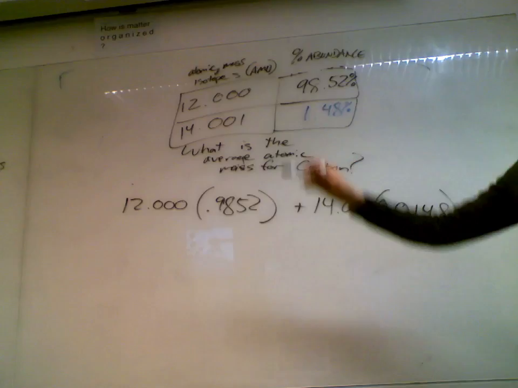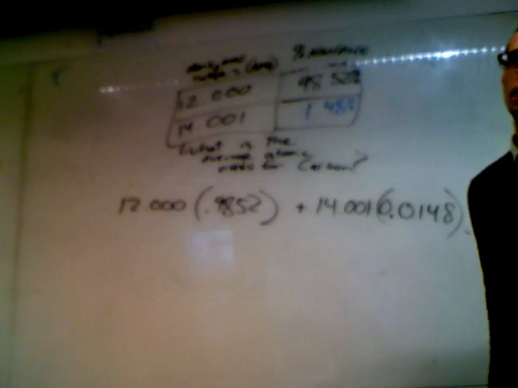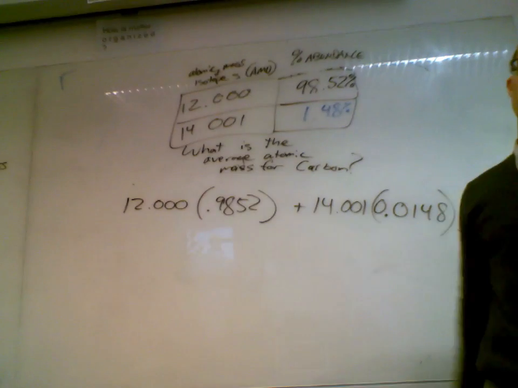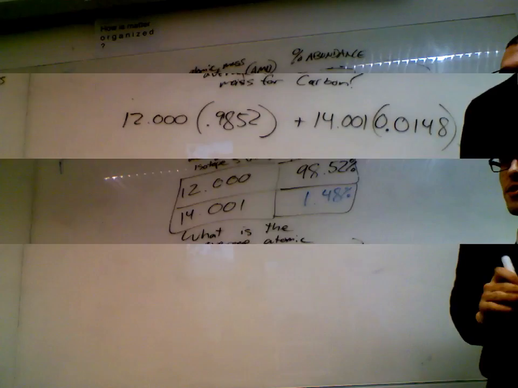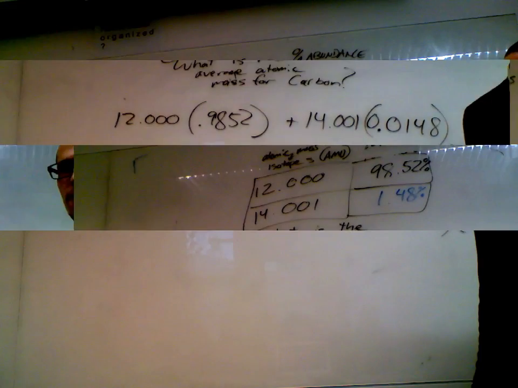How many? Well, I just say don't let the 100 limit your sig figs. So just assume it's perfect sig figs. Just exactly 100%, because it couldn't be anything else, could it?